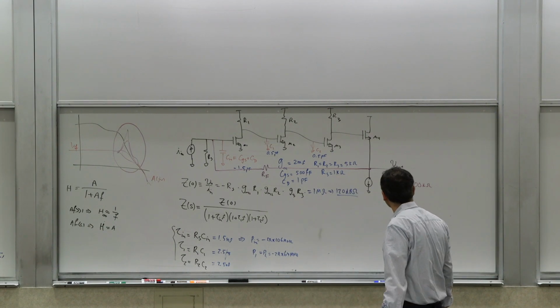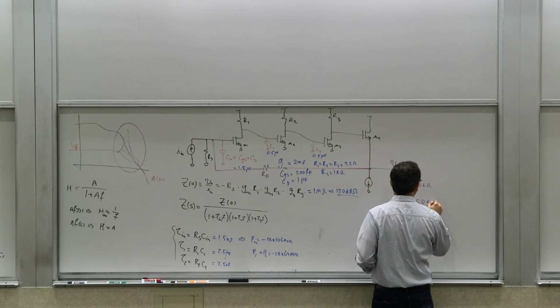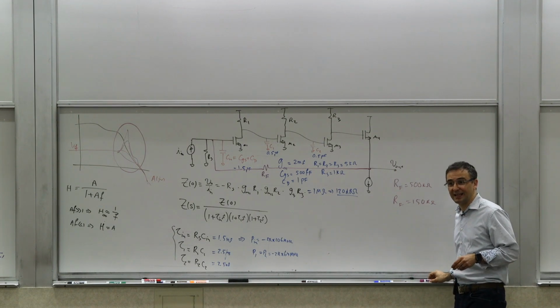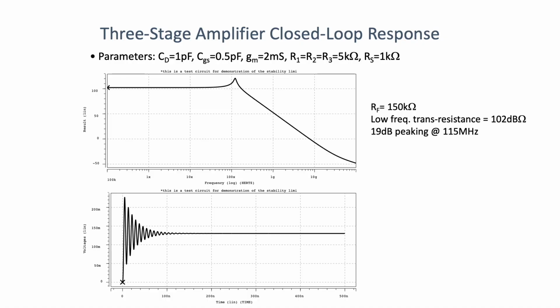Now, if we go from an RF of 500 kilo ohms to an RF of 150 kilo ohms, we are lowering RF, basically increasing the amount of feedback that we have. So now let's see what we get. You can see in this plot that the peaking is a lot more. Your low frequency gain has dropped to 102 dB ohms, right? But you're peaking about 19 dBs. That's quite a bit of peaking, right? If it were 20 dBs, that means that it's a Q of 10 in your circuit, approximately.